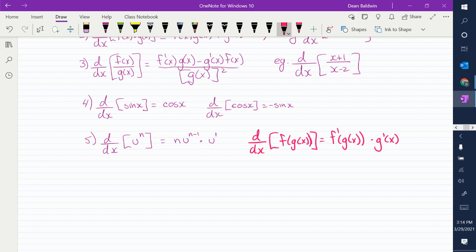And you use those when you have examples like this, when I ask you to do x squared plus, I don't know, 5x to the power of 7. Okay? So then you would use chain rule.